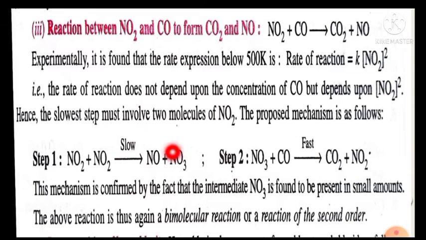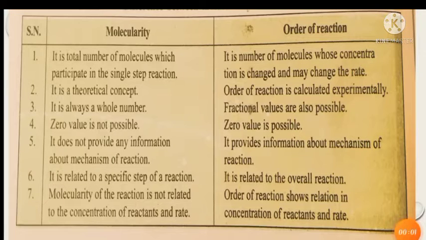So here the slow step is involving 2 molecules, that's why it is also a reaction of second order. So here molecularity is also 2 and order of reaction is also 2. So here both molecularity and order are same. So what is the difference between molecularity and order of reaction?